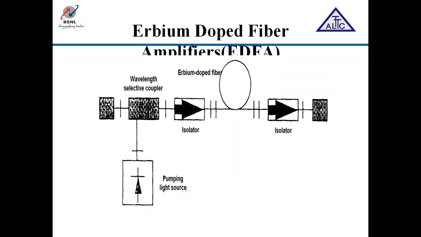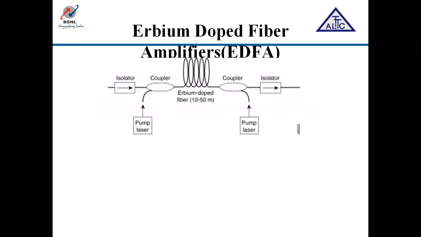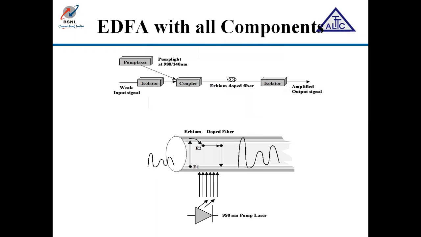So this is the block diagram. Here, this is the wavelength selective coupler. This is your erbium doped fiber amplifier. This is the isolator, and this is the pumping light source. And it uses wavelength 980 or 1480 nanometer. This you should remember. This is again the same thing, summarized. This is the pumping laser, this is our oscillator, and here is the supply. And this is known as the EDFA erbium doped fiber.